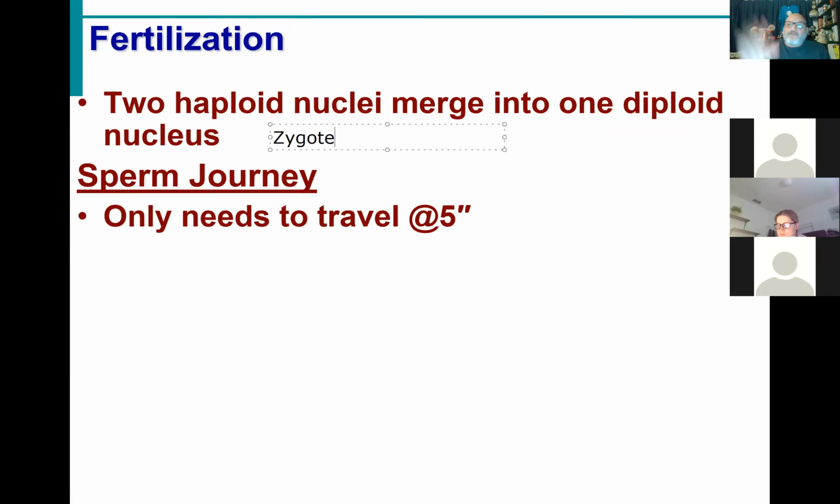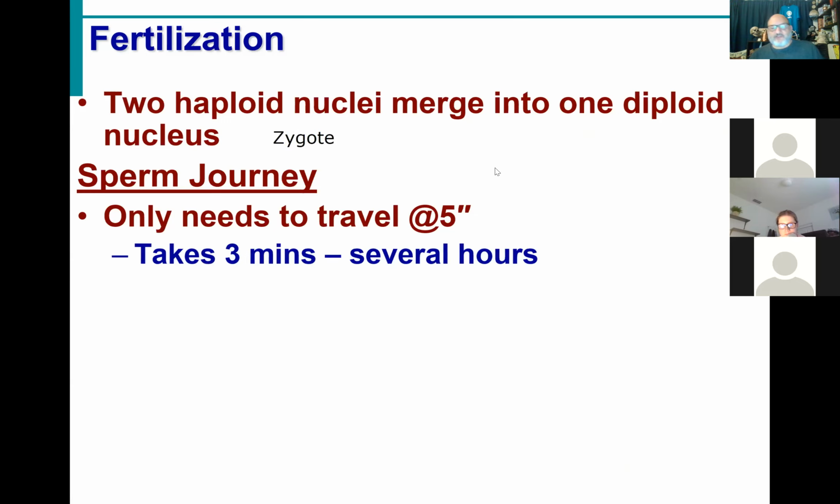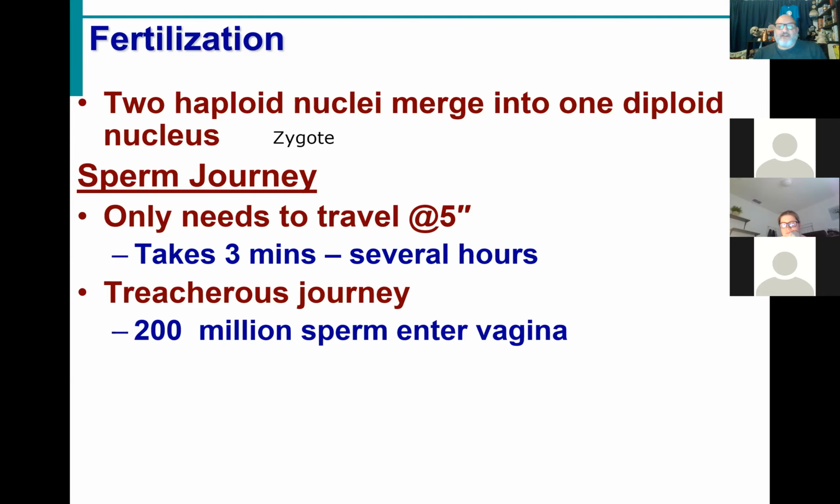Now, after copulation occurs and the sperm is presented to the vaginal canal, it only has to travel about 5 inches. It isn't necessarily a long journey, but it is an incredibly treacherous journey. It can actually happen relatively fast, in as little as 3 minutes for the sperm to travel that distance, but it also can take several hours. And as we talked about, there is a massive amount of attrition that takes place.